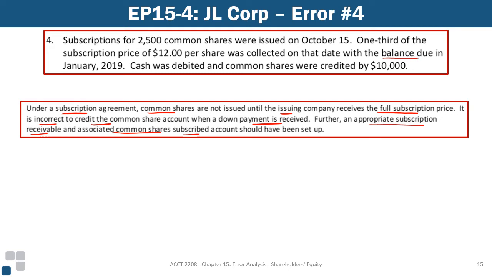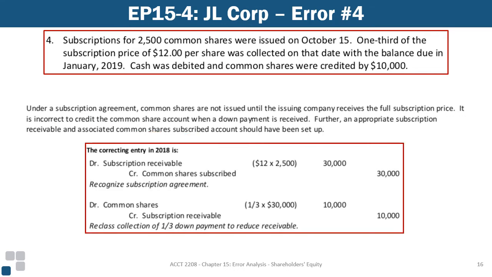So in this year, what we can do is do the right thing and then fix the wrong thing. So the correcting entry in 2018 is, if we were to go back to the very beginning, when the share subscriptions were issued, the company would have debited subscriptions receivable for $12 times 2,500, for $30,000. And then there would be a credit to the common share subscribed account. This is a new account for share subscriptions you should be familiar with if you've reviewed share subscriptions already. So $30,000.